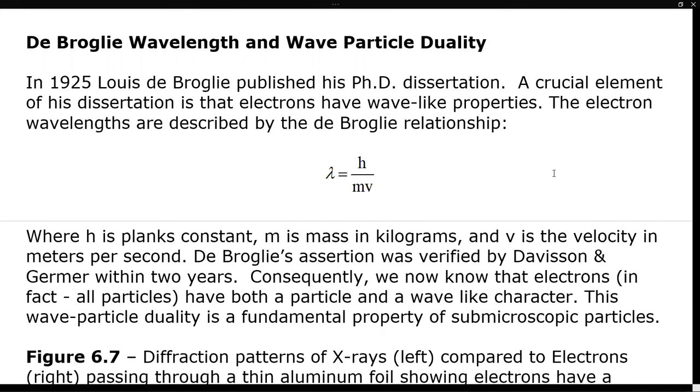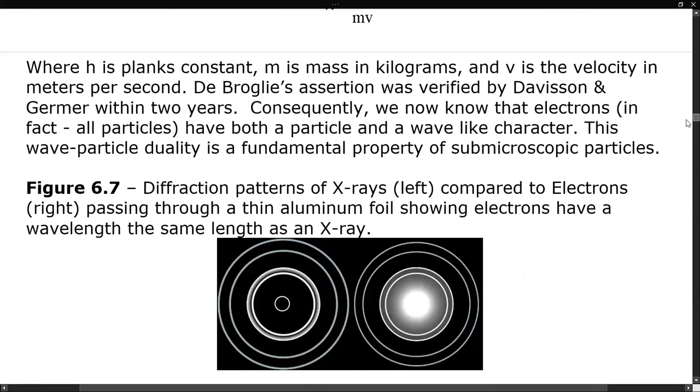The problem was he didn't really give a whole lot of experimental evidence for that, so it wasn't terribly well received. But it turns out the premise was verified by Davisson and Germer within 2 years. Consequently, we know that electrons, and in fact all particles, have both a particle and a wave character. And it's a fundamental property of these submicroscopic particles. Once you get to something large, you work with normal physics. You're going to have to deal with quantum mechanics as the particle gets smaller.